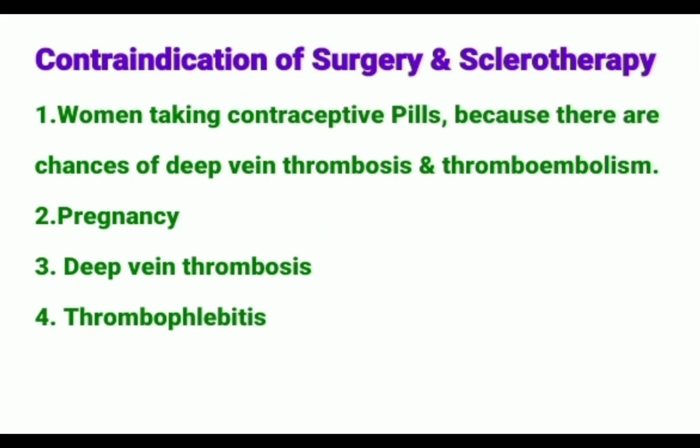There are certain contraindications for surgery and sclerotherapy. Among them, number 1, women taking contraceptive pills, because there are chances of deep vein thrombosis and thromboembolism. Number 2, pregnancy. Number 3, DVT, that is deep vein thrombosis. And number 4, thrombophlebitis are the contraindications for surgery and sclerotherapy.